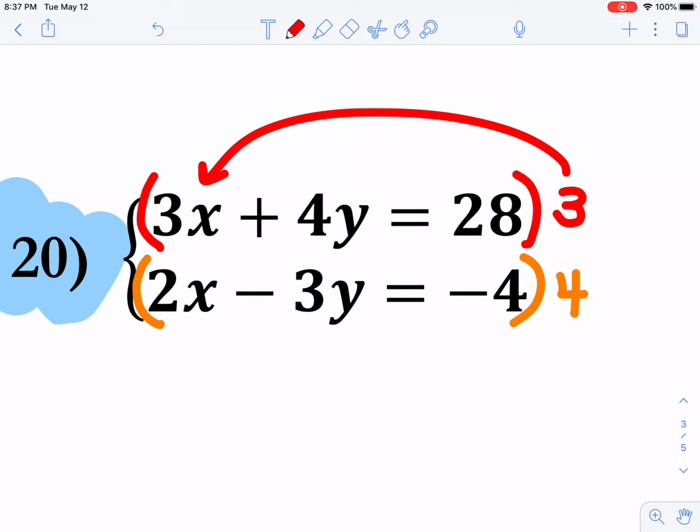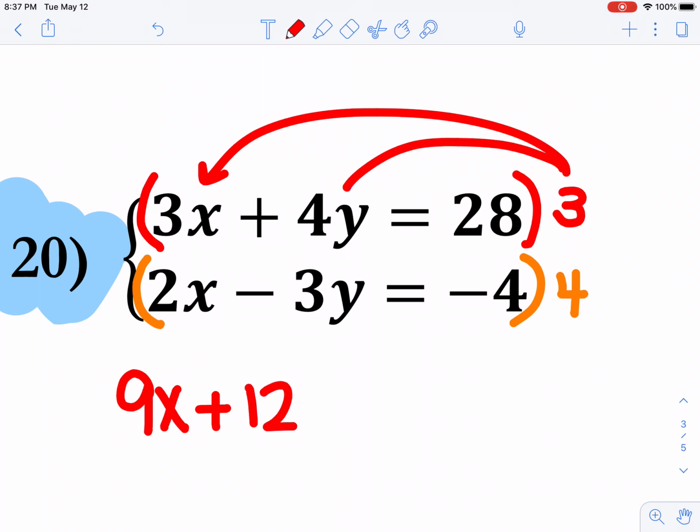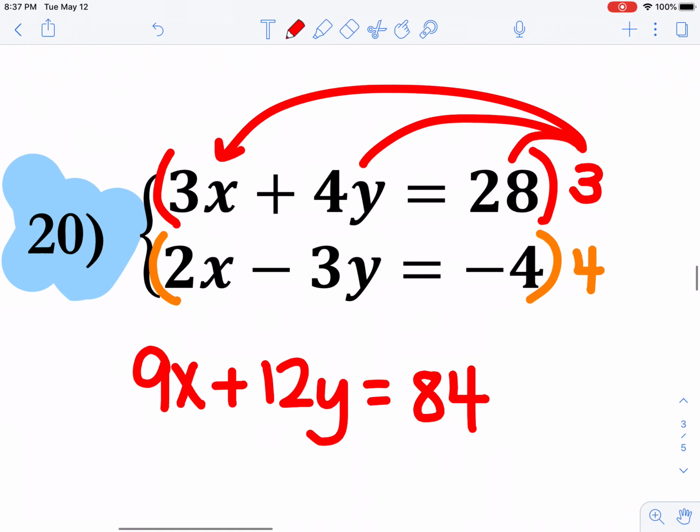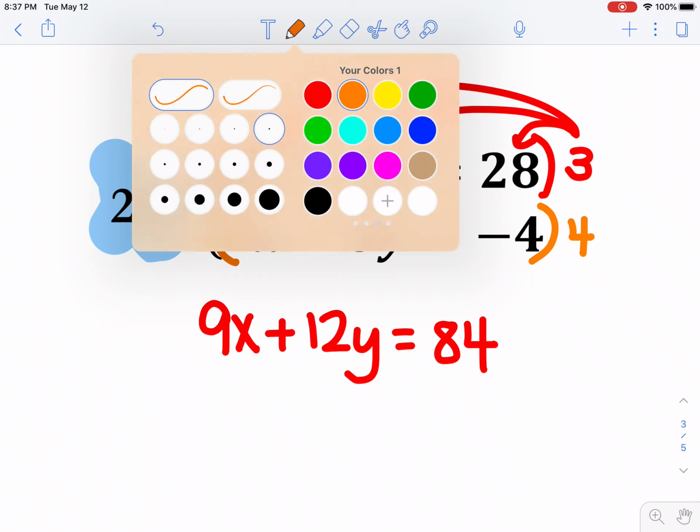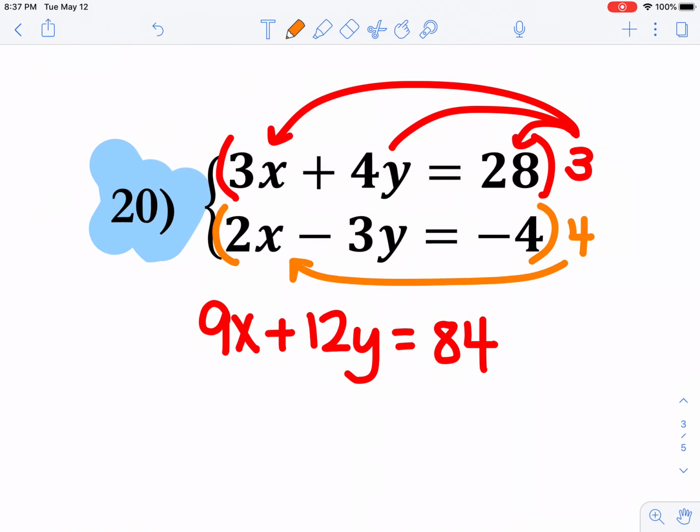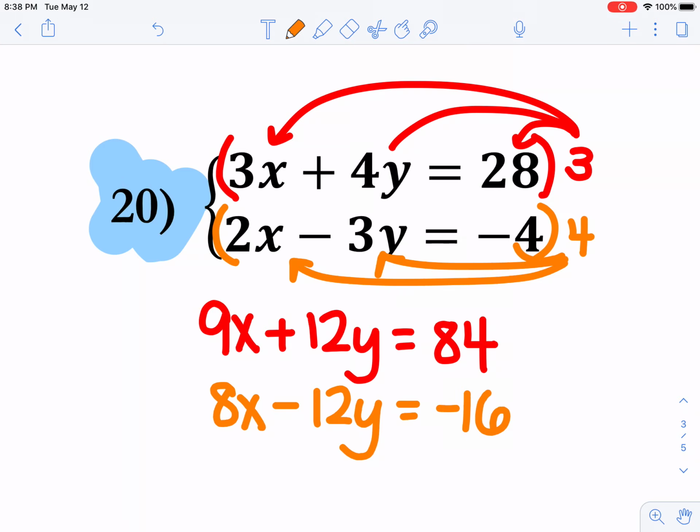So 3 times 3 is going to give me 9x plus 12y. And I'm going to need a calculator. You guys know me and my mental math. It ain't so pretty. 28 times 3 is 84. Okay, so I also multiplied this number. And now I'm going to multiply through for the second equation. 4 times 2 is 8x. Minus 4 times 3 is 12y. And I can do this one in my head, negative 16.